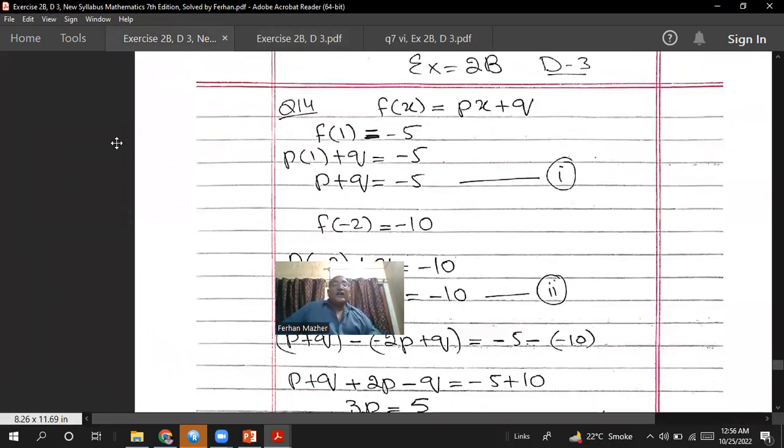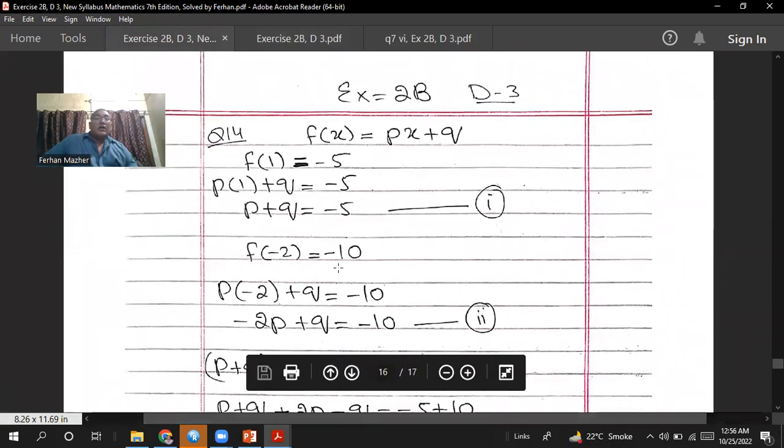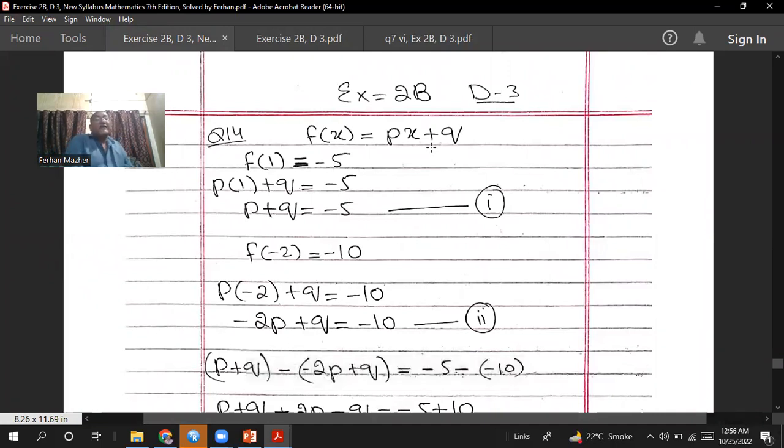So you see, we have f of x is equal to px plus q. So f of 1 is equal to minus 5. So it will be p into 1 plus q equals minus 5. So p plus q is equal to minus 5. So f of minus 2 will be equal to minus 10. So p into minus 2 plus q equals minus 10. So minus 2p plus q is equal to minus 10.